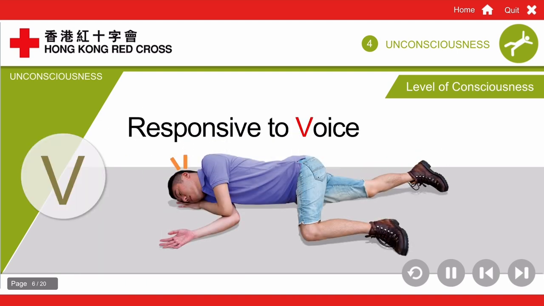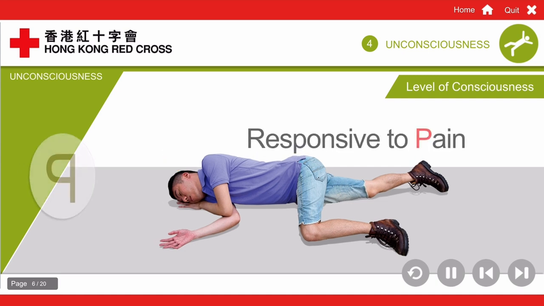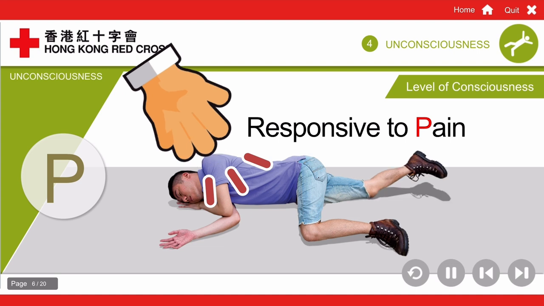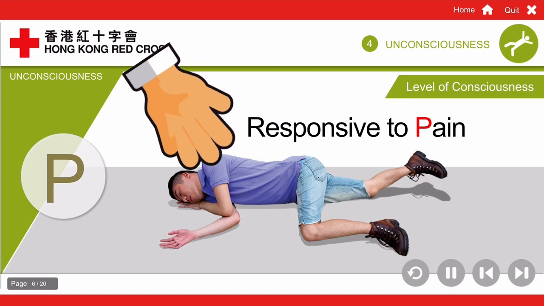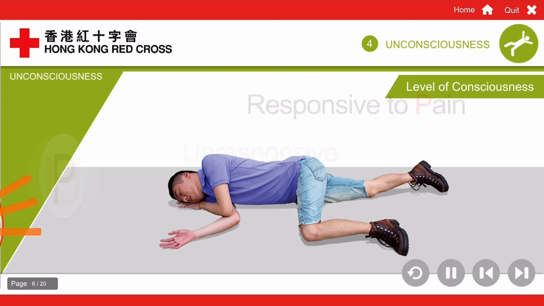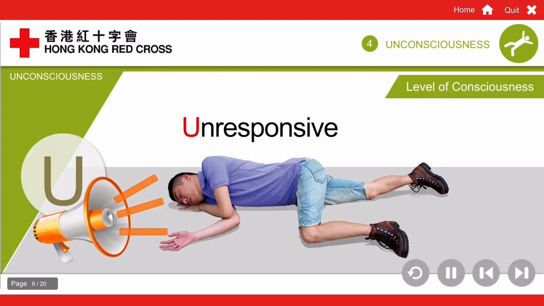V stands for responsive to voice. It means that the victim is able to open his or her eyes and try to answer simple questions or obey commands. P refers to responsive to pain. The victim shows no response to instructions and voice, but is able to open his or her eyes with pain stimulus. U stands for unresponsive, which means that the victim shows no response to any stimulus.